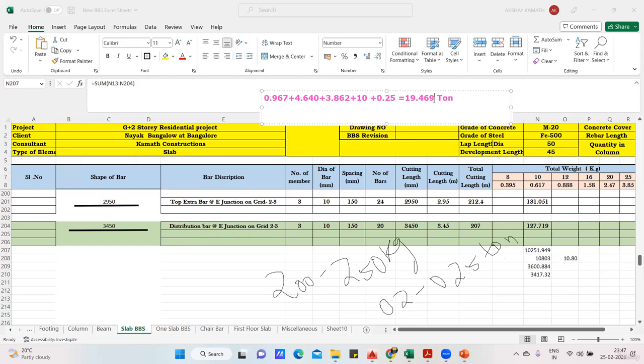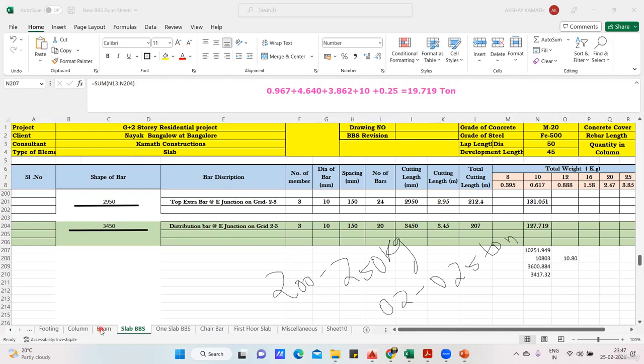So in that case this answer will change now. Plus 0.25 I'll do, so it will be 19.719. So you can roughly take this to be 20 tons. That is what you are supposed to do. That is one way of understanding.